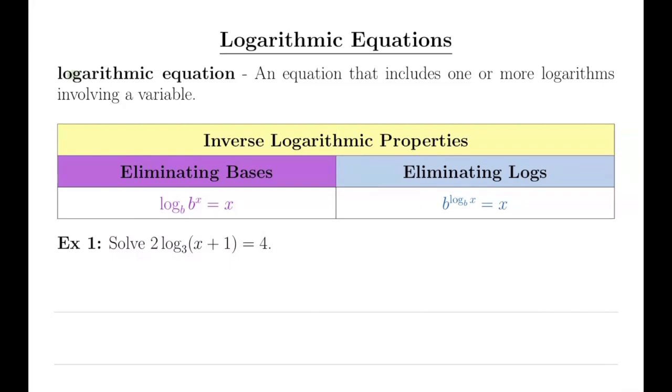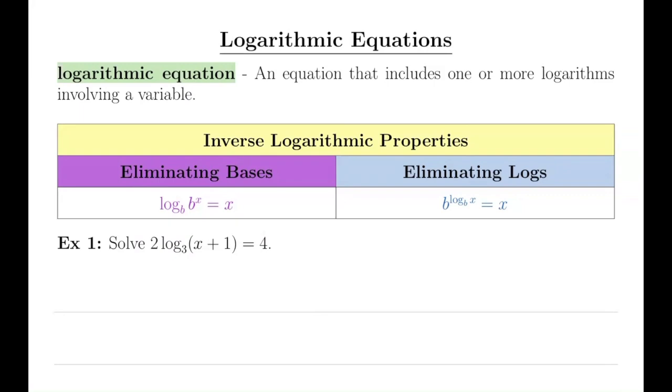So let's start off by asking ourselves, what is a logarithmic equation? A logarithmic equation, let me highlight this because it's important, is an equation that includes one or more logarithms involving a variable. So the definition is pretty much in the word. You're taking the log of a variable, and that's part of the equation.